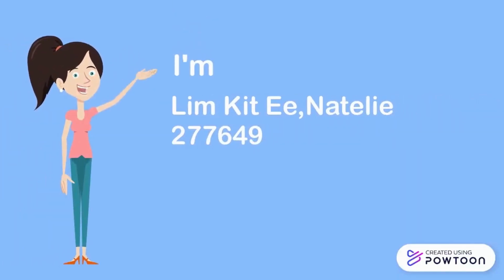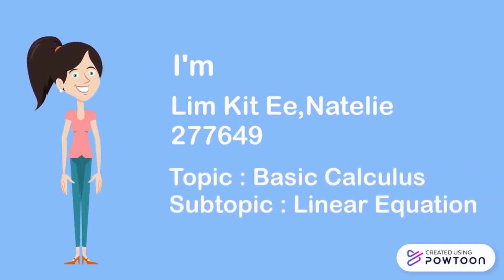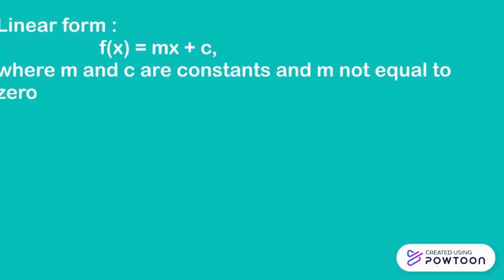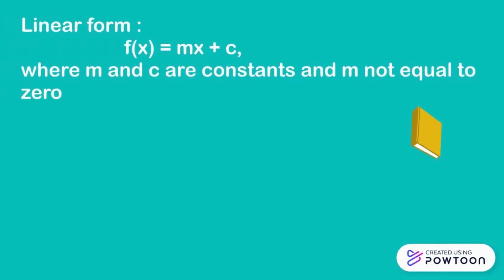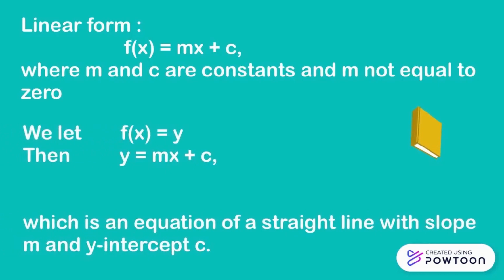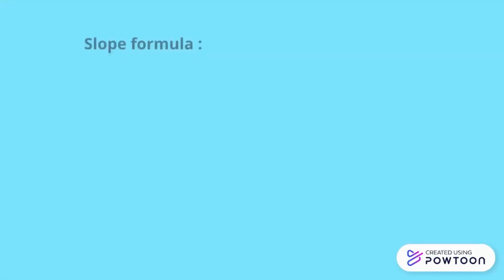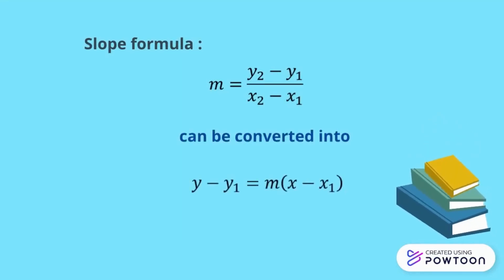I am Lim Ki Natalie, and I will be presenting the topic of basic calculus, and the subtopic is linear equation. The linear form can be represented as f(x) = mx + c, and later we let f(x) equal y, so it becomes y = mx + c, and it is an equation of a straight line with slope m and y-intercept c. The slope formula is m = (y2 - y1) / (x2 - x1), and it can be converted into the following formula.